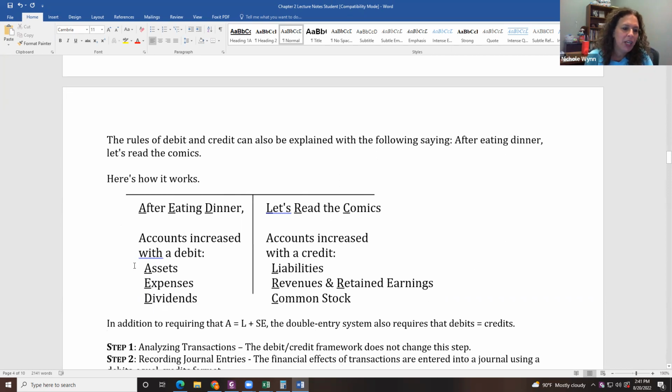Maybe Tor. And so ADE, after eating dinner: assets, dividends, and expenses have their plus on the debit side, and the rest of them are on the credit side.